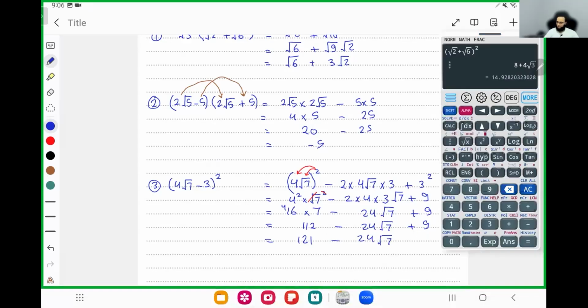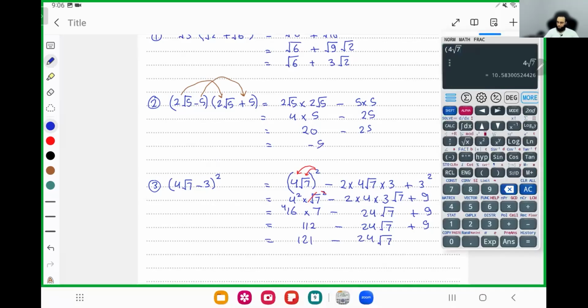Let's check the calculator. 4 root 7 minus 3, all power of 2. It's 57.5. 121 minus 24 root 7 is 57.5, so we are correct.